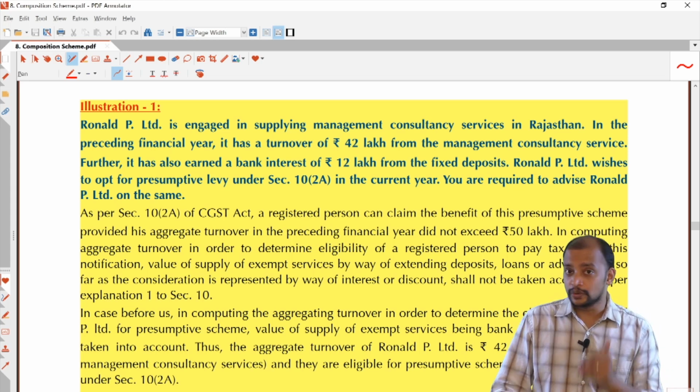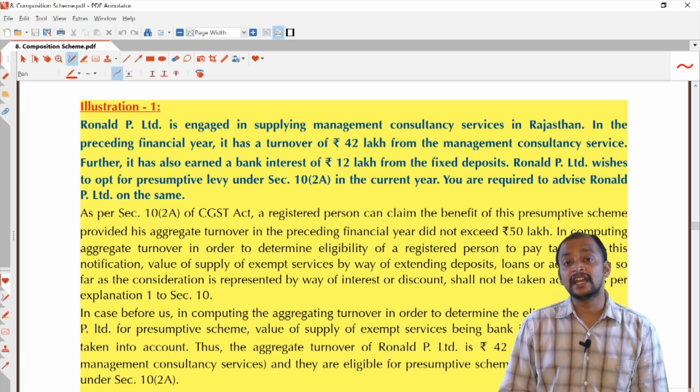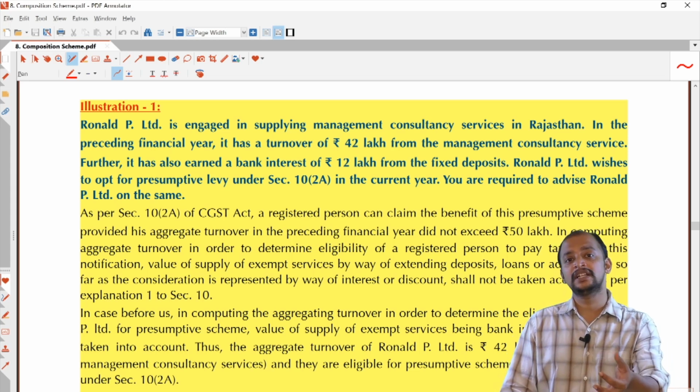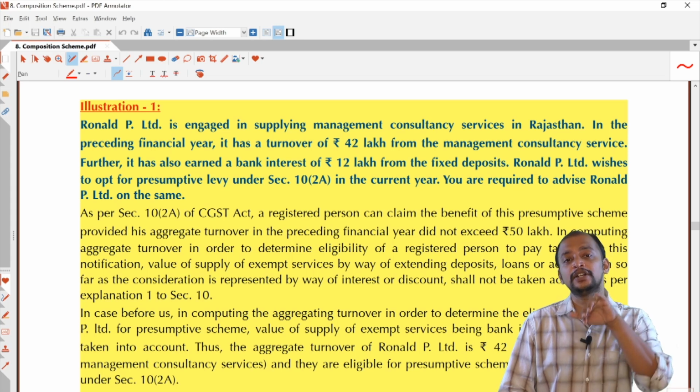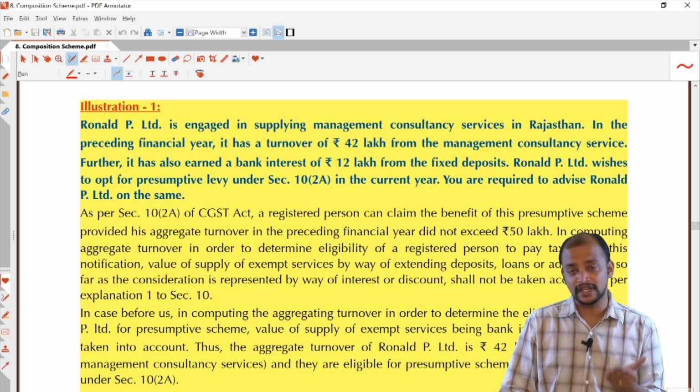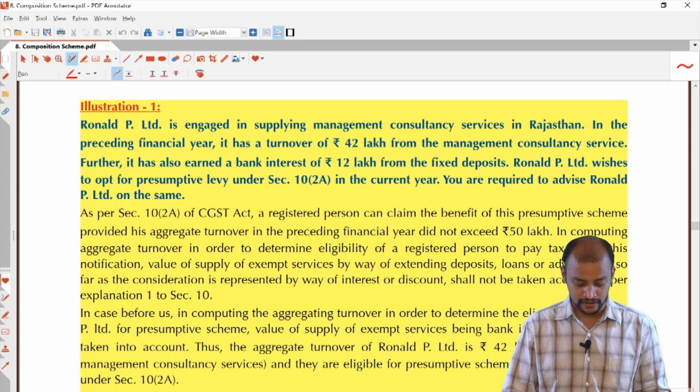As per 10(2)(a), what should be the aggregate turnover during the previous year? It should not exceed 50 lakhs. Then only they can opt for composition scheme under 10(2)(a) during the current year. Please check what is their turnover during the previous year. Here the word given is turnover. So here the assumption is it is an aggregate turnover.